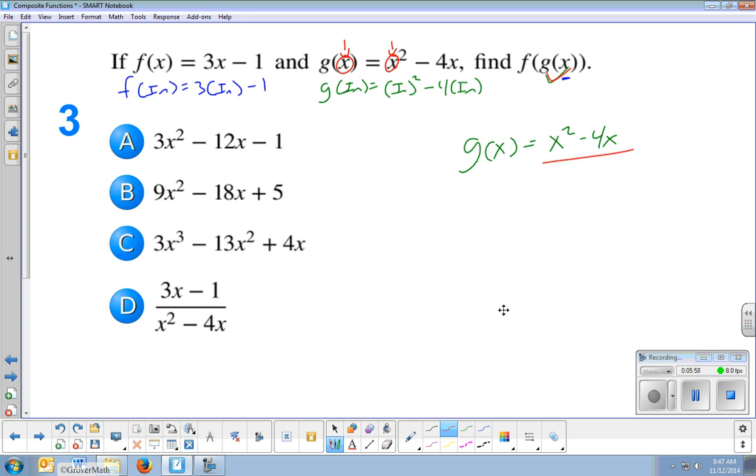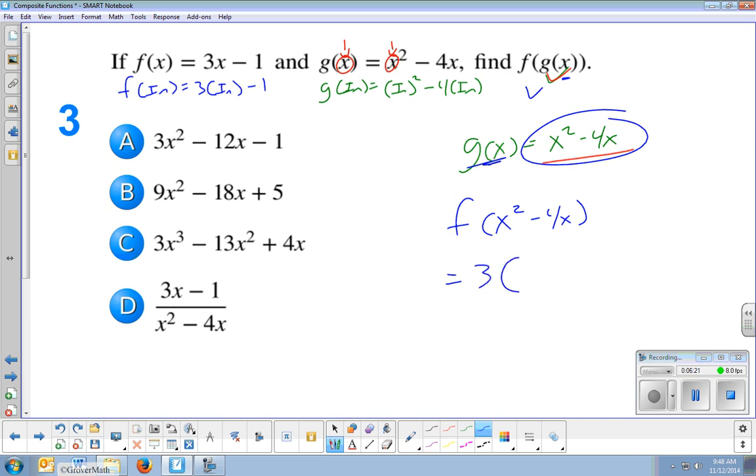And I now want to plug that into f. So now I'm doing f of g of x, which is f of the expression I get from g of x. So I'm doing f of x squared minus 4x. And my rule for f, I stated up here, is whatever I input is 3 times my input minus 1. So that's 3 times my input, x squared minus 4x, minus 1. You can simplify this a little bit. Distribute: it's 3x squared minus 12x, and then I still have a minus 1 on the end.